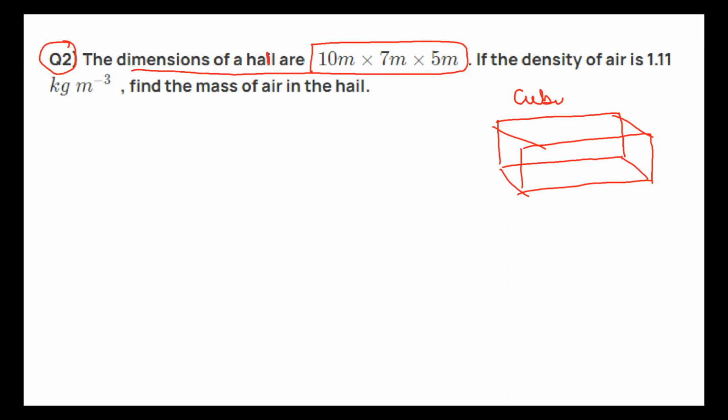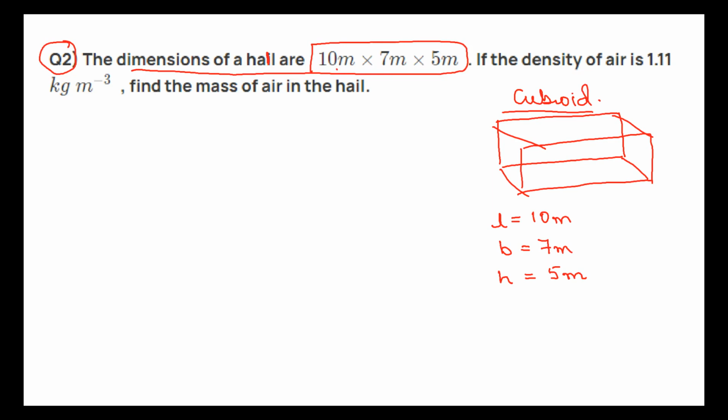So when this information is given to you, 10 meter into 7 meter into 5 meter, what they're actually trying to say is that the length of the hall is 10 meter, the breadth of the hall is 7 meter, and the height of the hall is 5 meter. This is the information that is being conveyed.